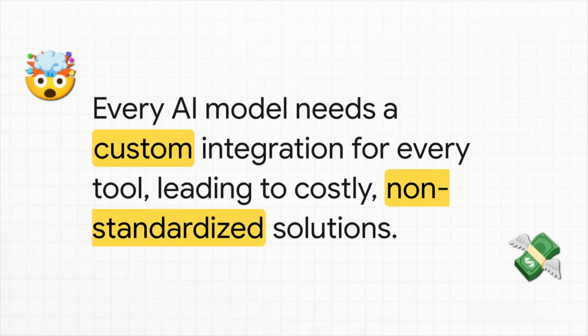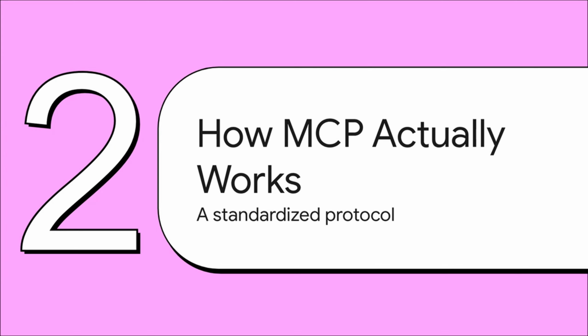Well, the root cause is something we call the N by M problem, and it's a real mess. Think about it. For every N AI models out there, you have to build a totally custom integration for every M tools you want to use. This just creates an absolute explosion of one-off, expensive, and fragile code. It's a total nightmare to maintain. Okay, so that integration chaos, that's exactly what MCP is here to fix. Let's dig into how this standardized protocol actually works.